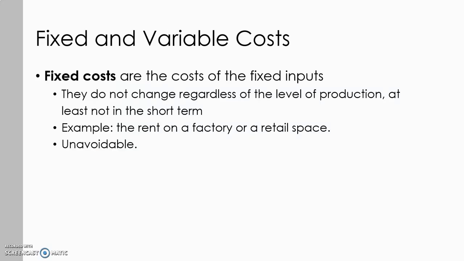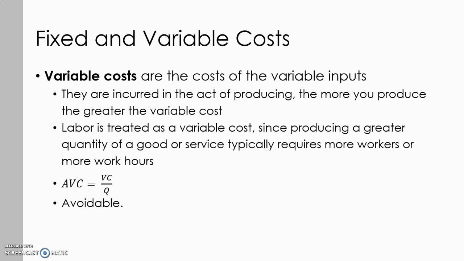We can also divide, as we did before, costs into fixed and variable. Fixed costs are the cost of the fixed inputs. If you don't remember this, you can go back and watch the fixed versus variable mini lecture. I believe that was number 2 in this series. They don't change regardless of your level of production. They are unavoidable. You're going to have to pay them whether you want to or not.